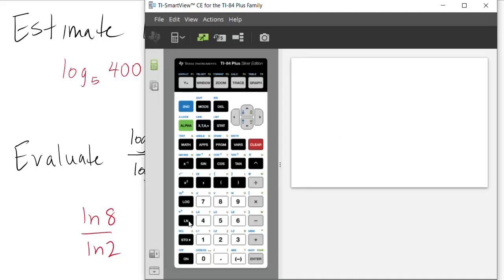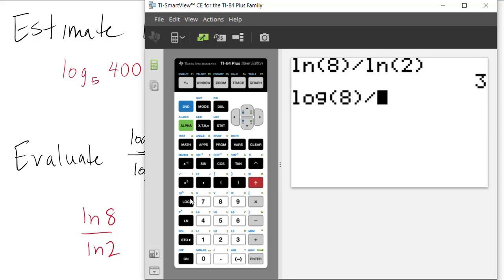Let's check that in the calculator. Natural log of 8 divided by the natural log of 2 is 3. Common log of 8 divided by the common log of 2 is 3.